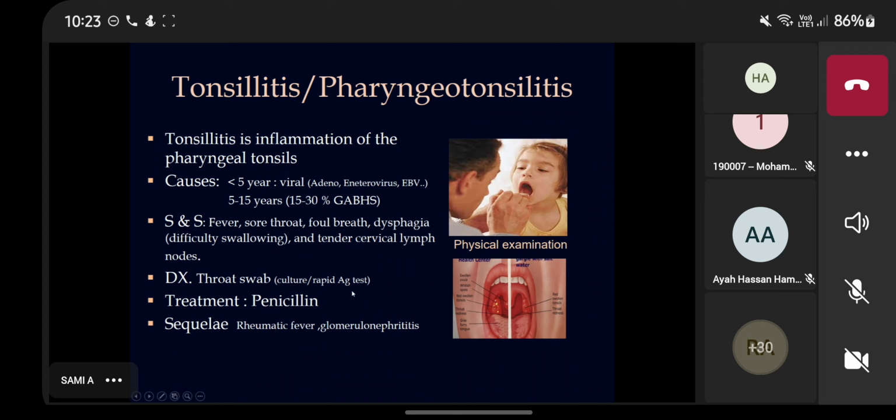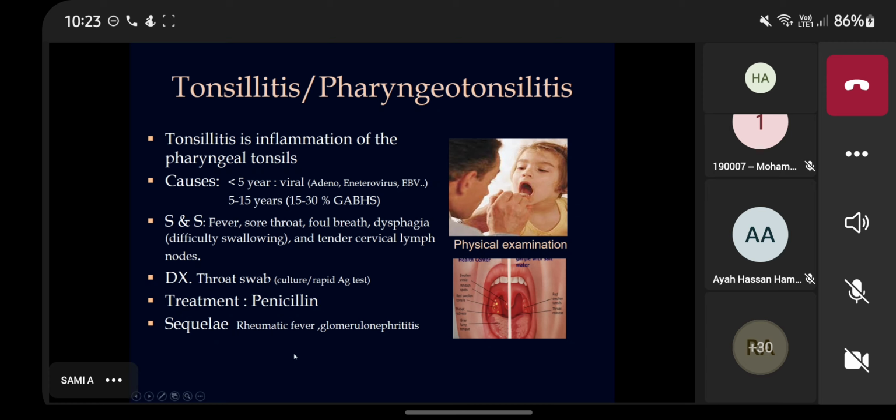Now, rapid antigen test is usually available in many private practices. However, if the rapid antigen test is negative and the child continues to have symptoms, then you may need to do a culture. Despite all the resistance to antibiotics, penicillin remains the drug of choice for treating group A strep pharyngitis. You can use penicillin or amoxicillin.